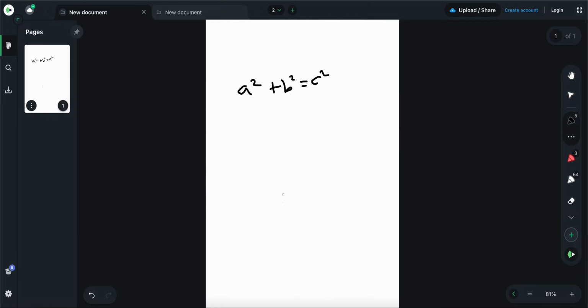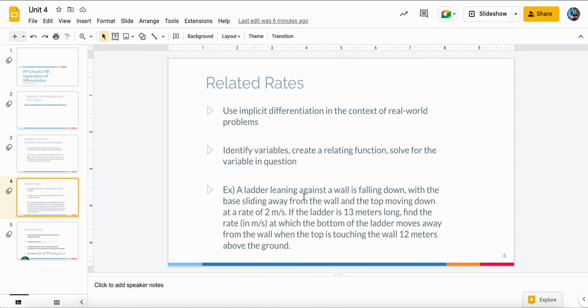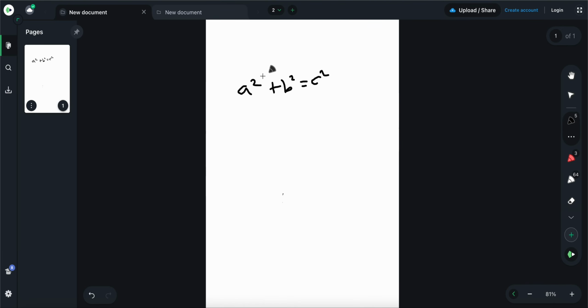Squared. And now the part that calculus comes in, we're trying to find the rate at which the bottom of the ladder is moving away from the wall. Anytime you hear rate, you should be thinking derivative. We're given one of these rates. So anytime we're given rates, we're going to take a derivative. So we'll take a derivative of this whole equation.